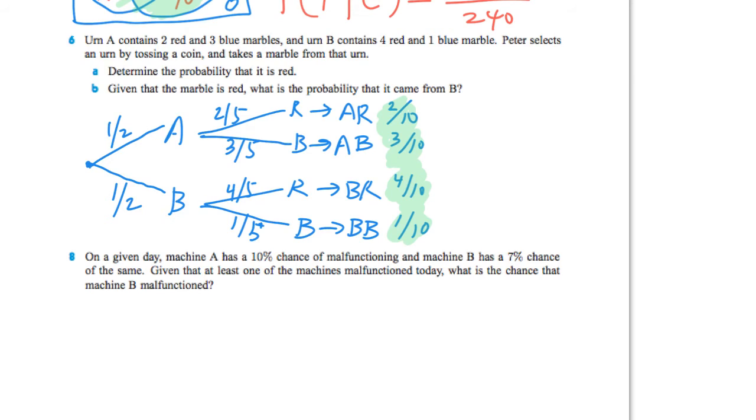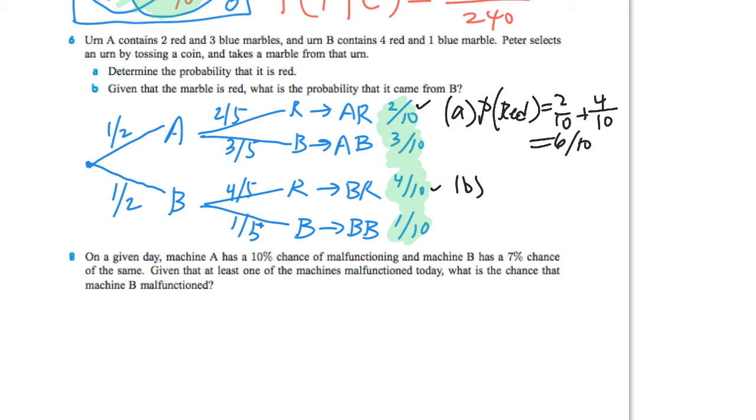So the question, part A, determine the probability that the marble I end up with is red. So all I have to do is add up the branches where I found a red one. So that would be the 2/10 plus the 4/10. So we can get 6/10 for that. Question B, given that the marble is red, what's the chance that it came from urn B? Okay, so we just found that there's a total of 6/10 that are red, and of those, which one came out of urn B? The 4/10.